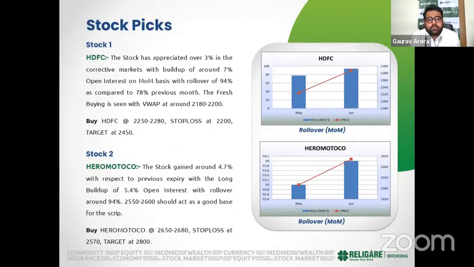First, we have HDFC. The stock has appreciated over 2 to 3% in the corrective markets with a good long build-up of around 7% on a month-on-month basis. The longs have been rolled at 94% compared to 78% in the previous month. Fresh buying is seen at the VWAP of around 2180 to 2200. So we suggest to go long in HDFC futures at 2250 to 2280 with a stop loss of 2200 for a target of 2450.